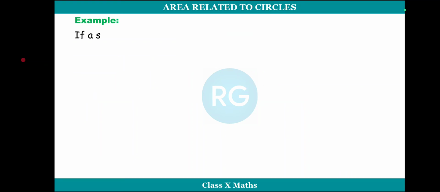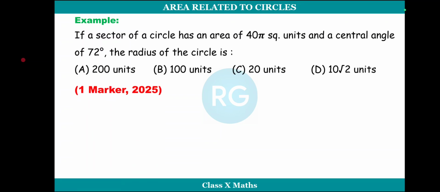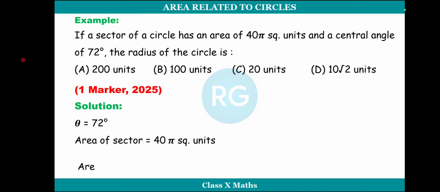Now I have picked an example which is totally based on this concept. A sector of a circle has an area of 40 pi square units, and the central angle theta is 72 degrees, and we need to find the radius of the circle. This is a 1 marker question from 2025. So whenever you are attempting any question from surface area or area related to circles, always make sure you jot down what is given in the question, even as in AP.